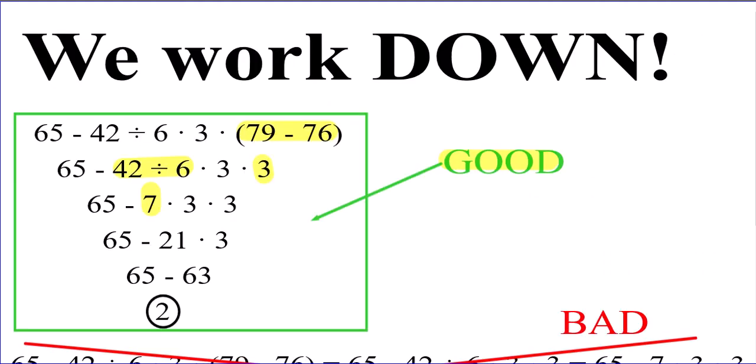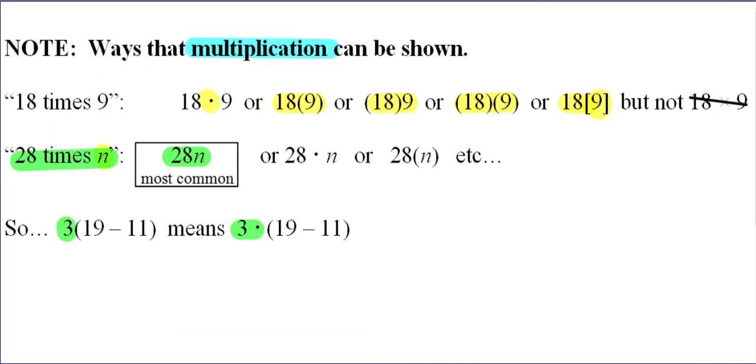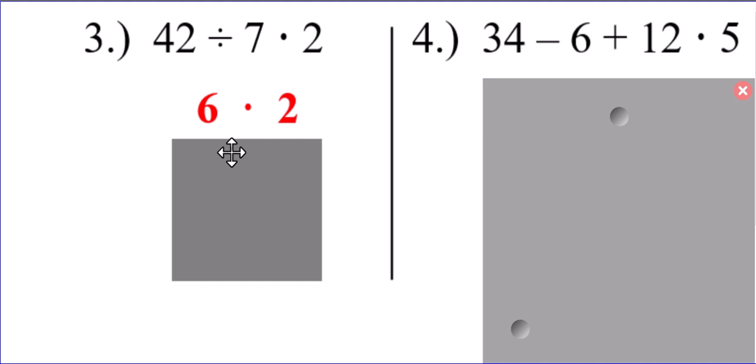No. Go back to the middle of your page. Multiplication division, you do the step left to right, which means if the division's further to the left than the multiplication, then you will divide before you multiply. Let's take a look at number 3 again. Oh, the division is further to the left. So you actually should have done 42 divided by 7 because it was further to the left of the multiplication.